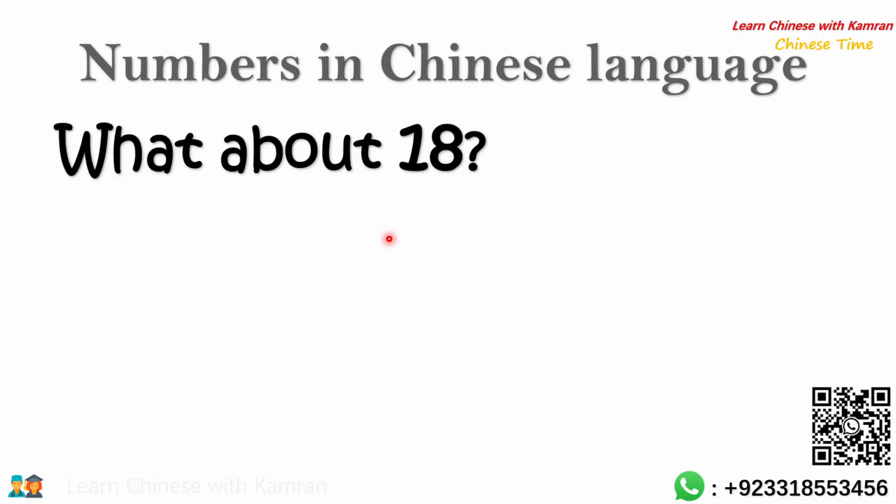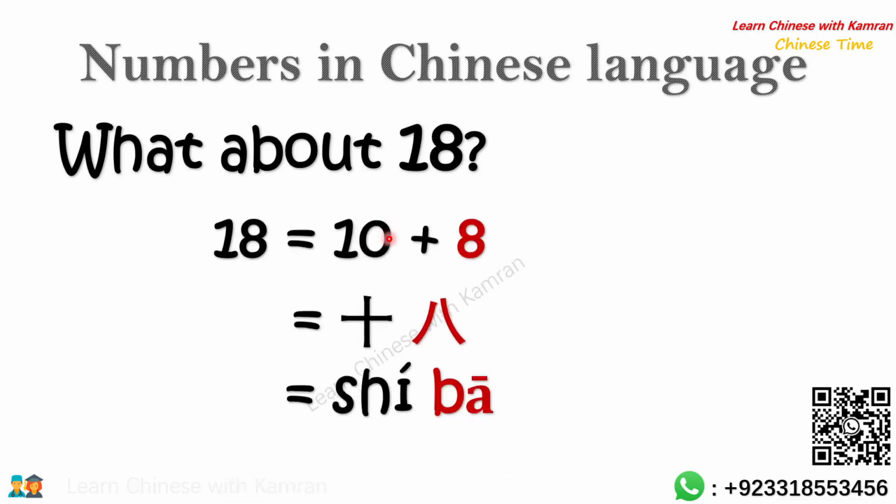Let's see what 18 is. 18 is actually 10 plus 8. What is 10? Shi. And what is 8? Ba. Shi ba is 18. Cool.